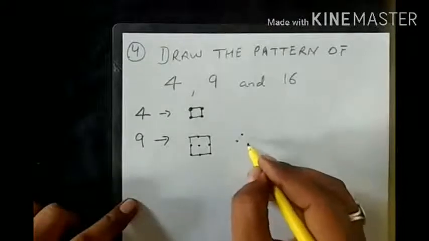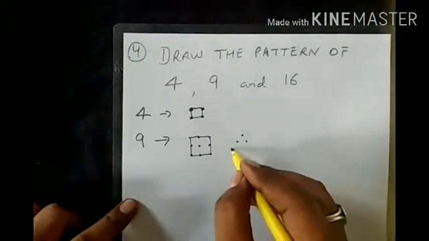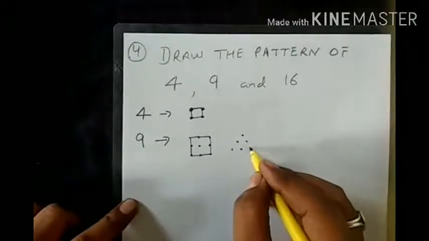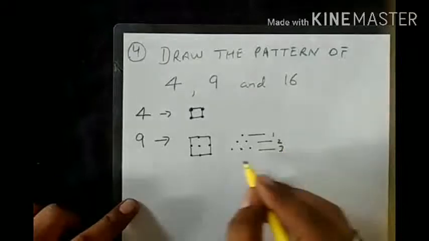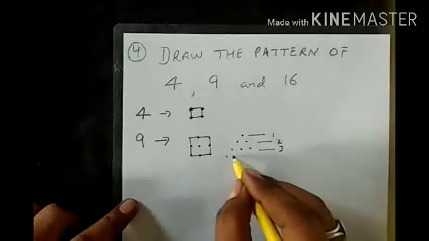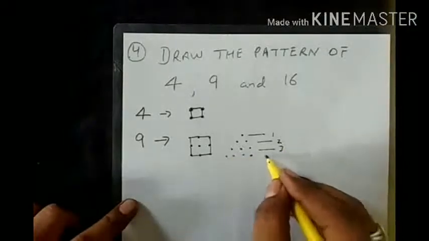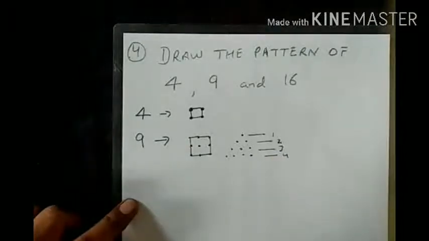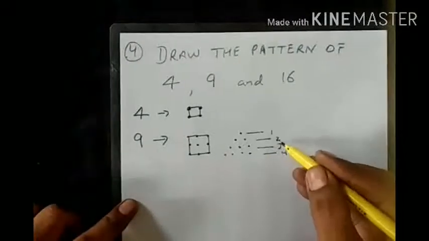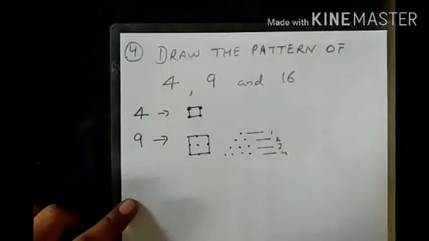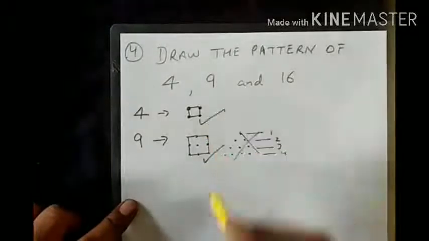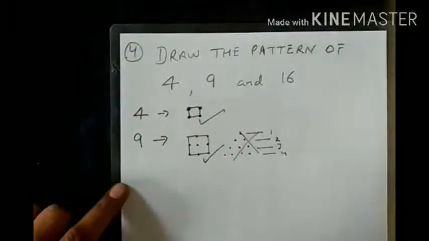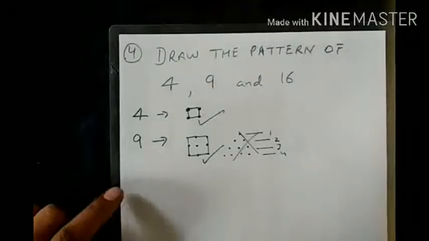One, 2, 3. This is 1, 2 and 3. After that, how many should be there? 4. 1, 2, 3 and 4. These are 4. Now let us count. 4 plus 3, 7. 7 plus 2, 9. 9 plus 1, 10. So the rectangular pattern is not possible there. So we are left only with the square pattern of 9.